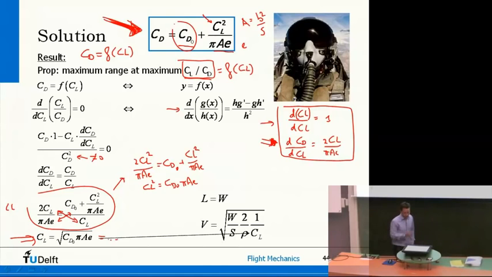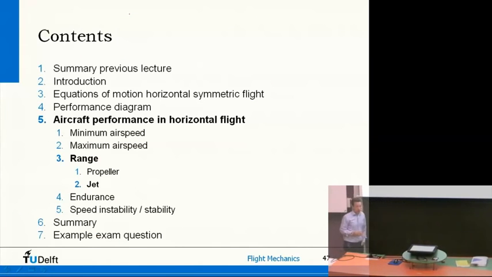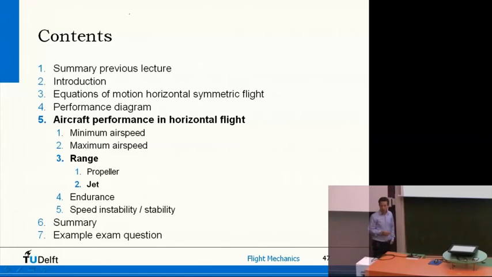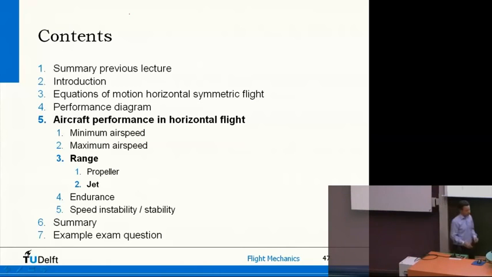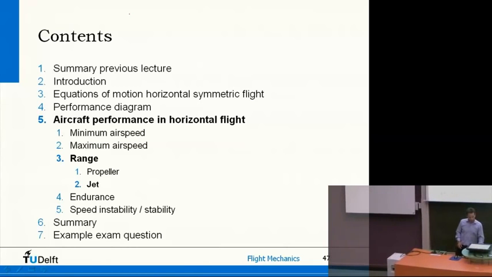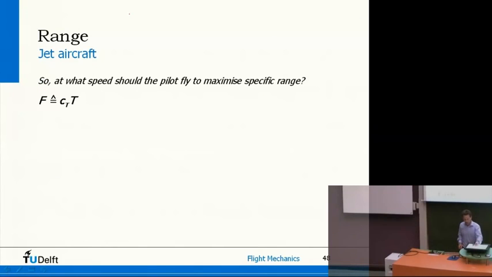Okay, so that was the range of a propeller aircraft, and now I'm going to look at the range of a jet aircraft. And the range is actually slightly different, and that's due to the fact that you have a different propulsion system. So we always start with an assumption for the propulsion system, and due to that you get a different solution for this problem. So if we talk about jet aircraft, what we want to do is we want to maximize specific range.